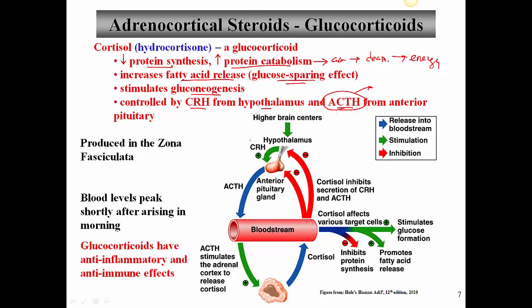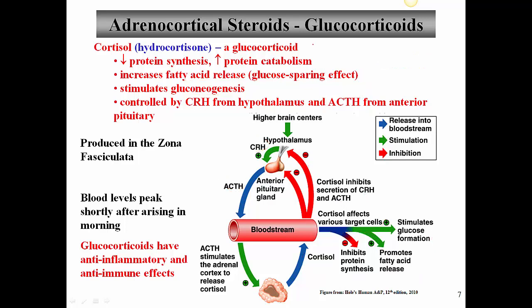You see here that the hypothalamus secretes corticotropin-releasing hormone. That stimulates the release of ACTH from the anterior pituitary, and that in turn stimulates the release of cortisol. And we talked about all the different actions that cortisol has above. When we have rising levels of cortisol, this will turn off CRH and ACTH secretion. So this is once again our classic negative feedback loop.